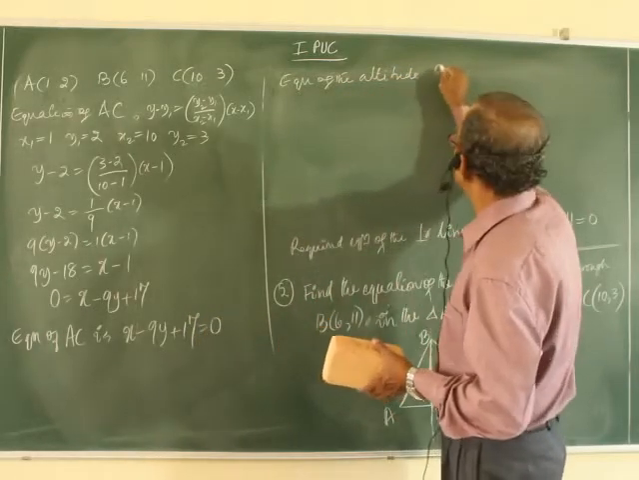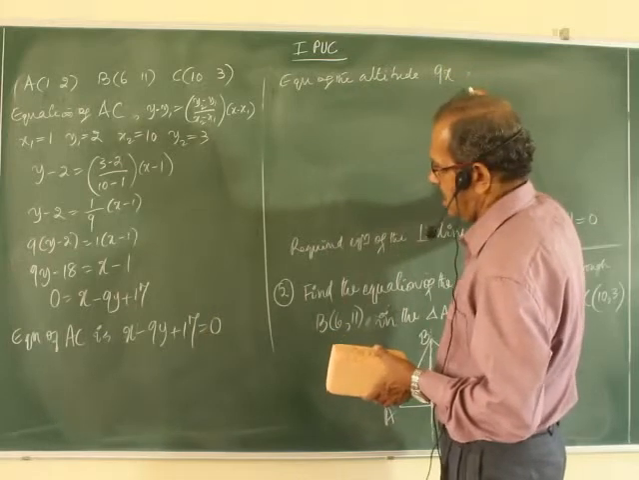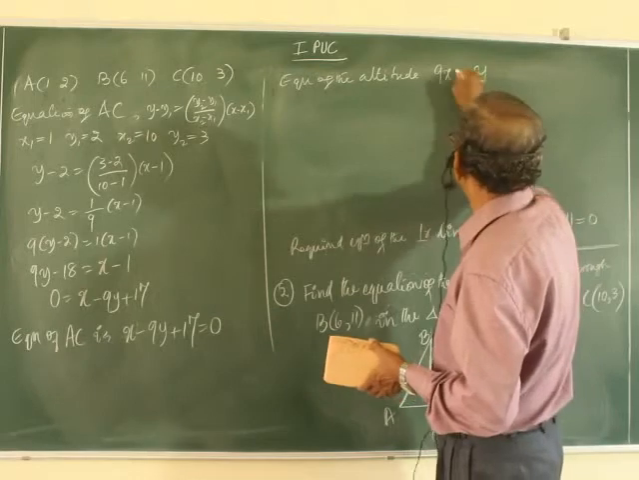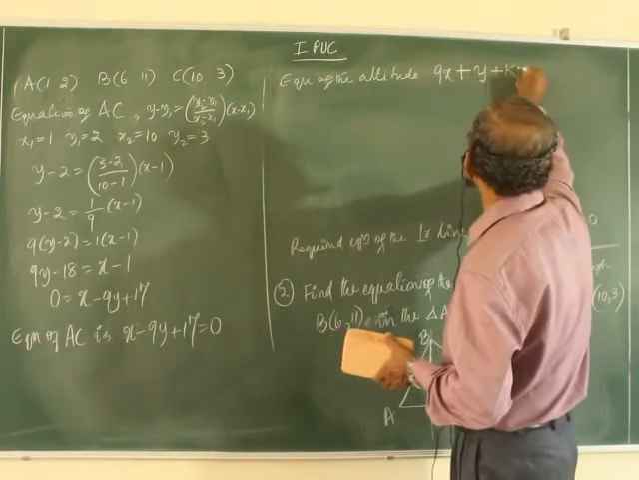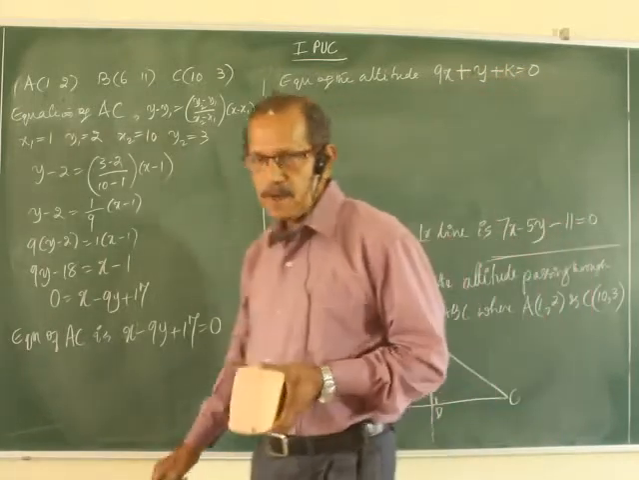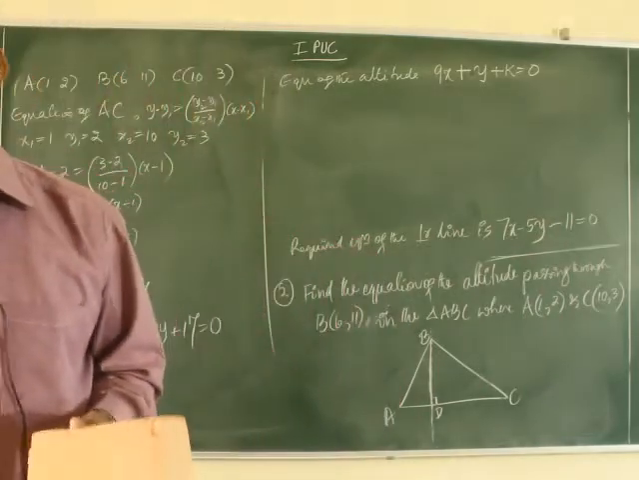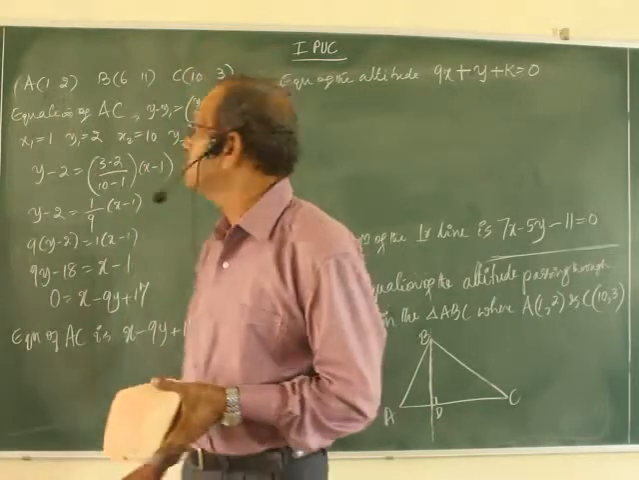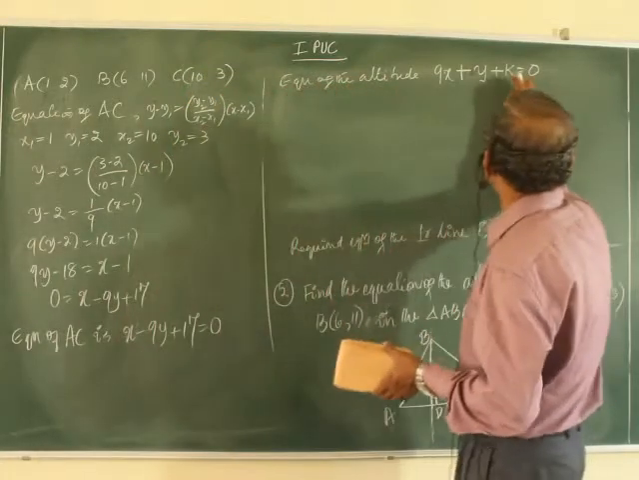Just interchange. See, 9x: 1 into x becomes 1 into y, and change of sign means plus. Plus k equal to 0. Whatever sign is there, you have to change it. If it is plus, you have to write minus. If it is minus, write plus. To find k, what you have to do?